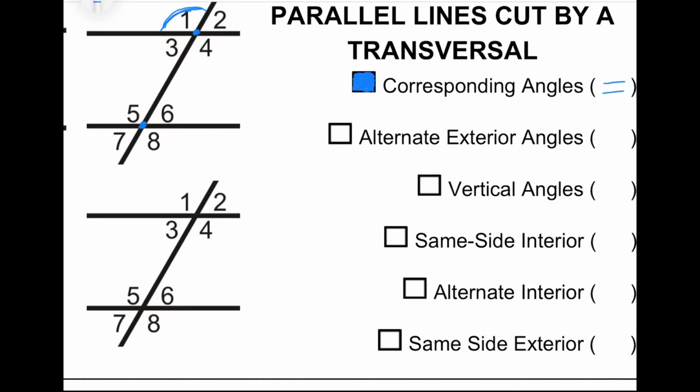If we want an angle within the same position as angle 1, we'd be looking at 5, because of the top left corner of the other intersection. So 1 and 5 would be corresponding angles.